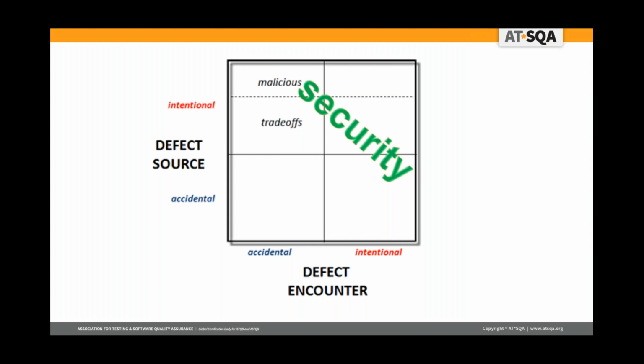And of course, what you have then in the upper right-hand quadrant are the people who are intentionally looking for those defects, whatever origin they had, and trying to take advantage of that.